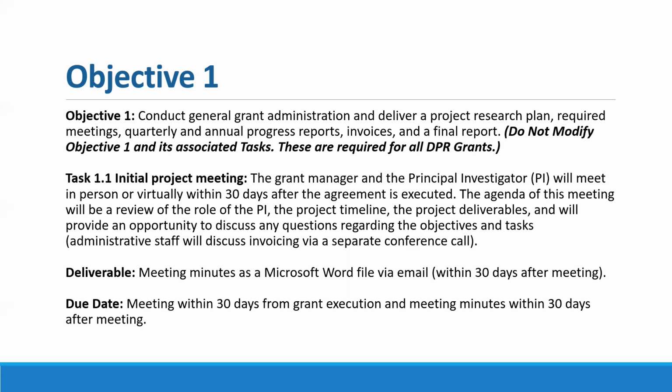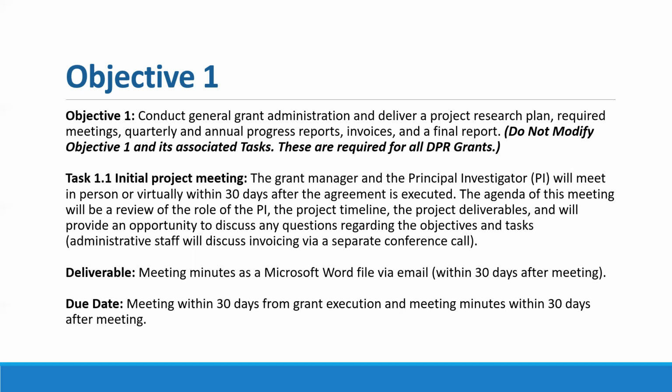There is a potential, if your project gets funded and, say, your timeline is more truncated, there may be a little bit of flexibility to edit some of these due dates. But in general, these should not be modified, and they especially should not be modified at this point. This is just one example of an objective, a task, and a deliverable as it relates to the goal of general grant administration. Here we see objective 1 is conduct general grant administration and deliver a project research plan, required meetings, quarterly and annual progress reports, invoices, and a final report.